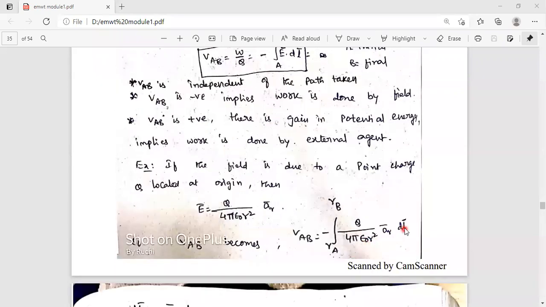Okay, clear? Here we are expressing this dl in terms of r only, because already we defined this e bar in terms of r. So for uniformity we are replacing this dl with r.